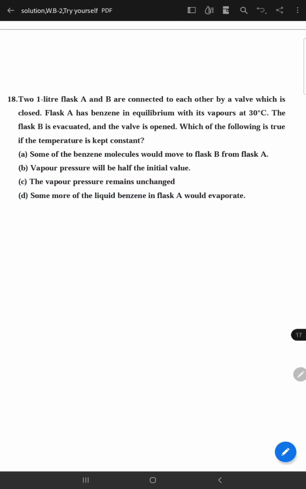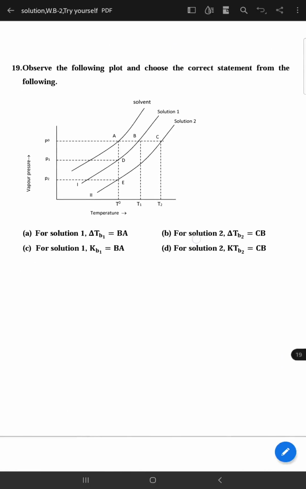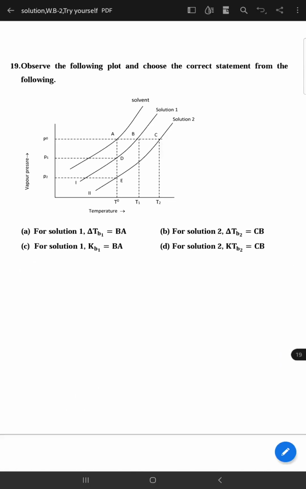So next to question number 19, you read that. So a graph has been given. So select the correct statement. That is the question. So you see option A, what is that? For solution 1, delta TB1 is equal to BA. Remember for the solvent, this is the boiling point of what? Solvent. That is point A.